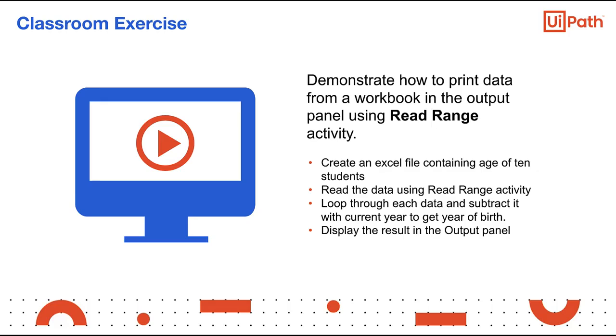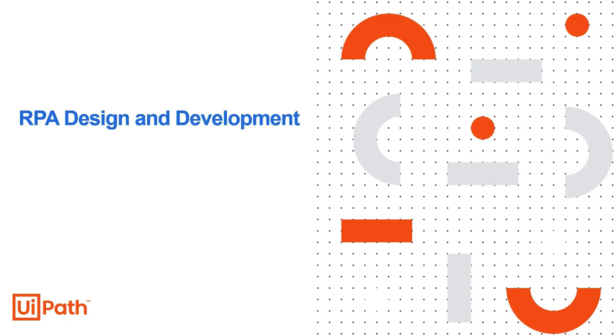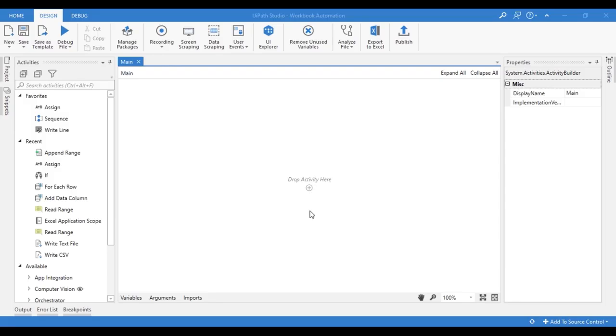Now let's watch this demonstrative video on how to print data from a workbook in the output panel using the read range activity. Hello, and welcome to the step-by-step demo of how to read data from a workbook using the read range activity and print the data in the output panel. For demonstration purposes, we will build a workflow that calculates the year 10 students were born based on their age and then displays the years in the output panel.